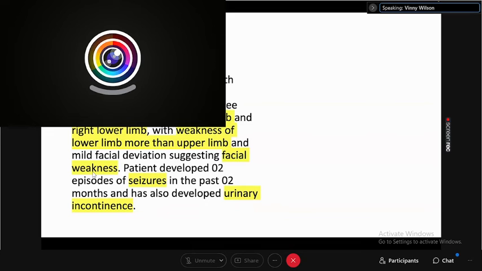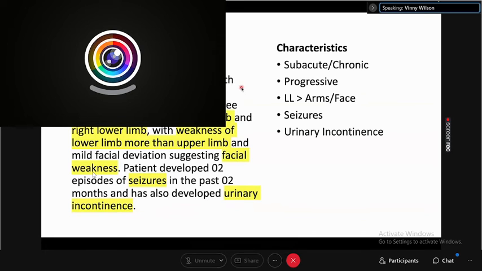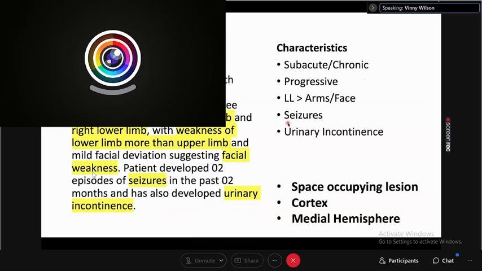Also, this patient is not progressing, plateauing, and then recovering. So this patient is continuing to progress over a period of 3 months. So this is likely to be a space occupying lesion. So these are the characteristics: a subacute chronic lesion, it is progressive, and the lower limbs are more involved than the upper arm and face. There is seizure and there is incontinence. So this makes the lesion a space occupying lesion in the cortex, involving the cortex and involving the medial hemisphere.